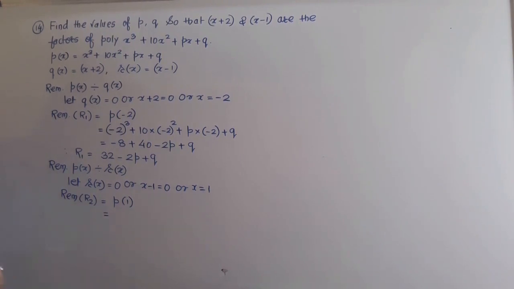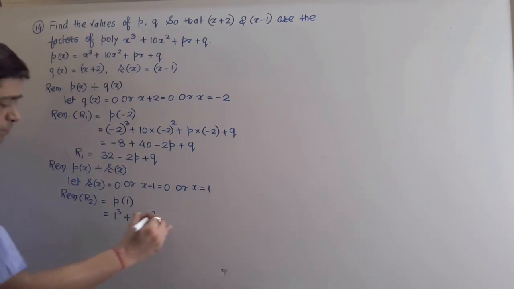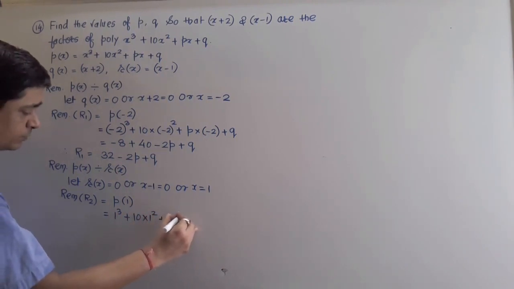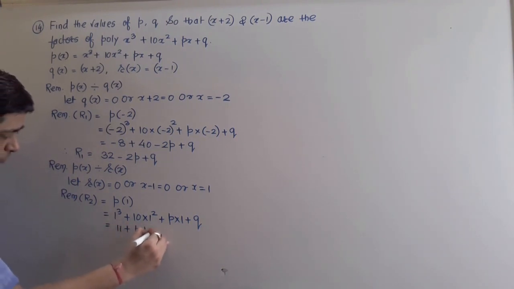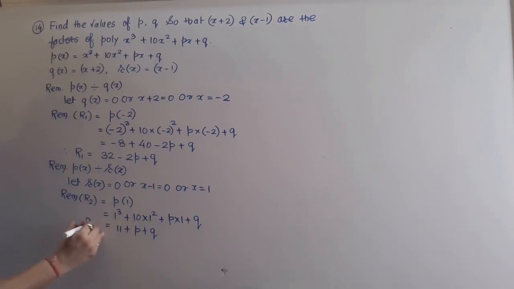Now let us put the value in this whole polynomial. x equal to 1 I am keeping here. So 1 cube plus 10 into 1 square and then plus p into 1 plus q. So what will be the value finally? This will be 1 and this will be 10. So here we will get 11 plus p plus q. That will be the value of r2. So finally the value of r2 I will get here as 11 plus p plus q.